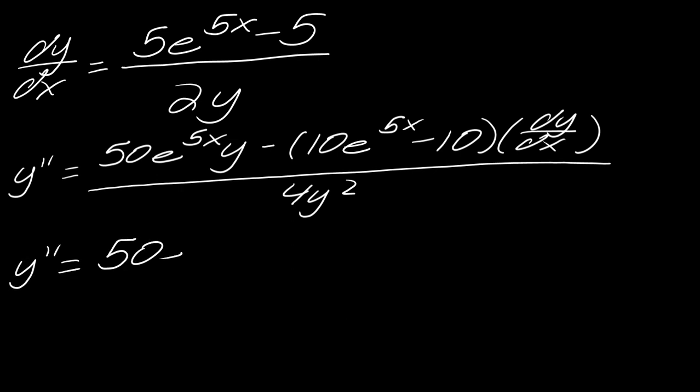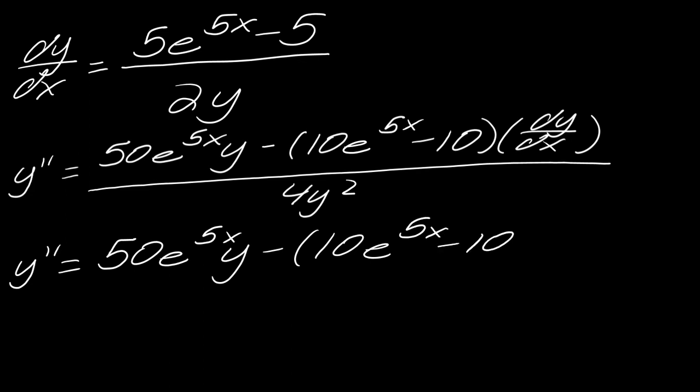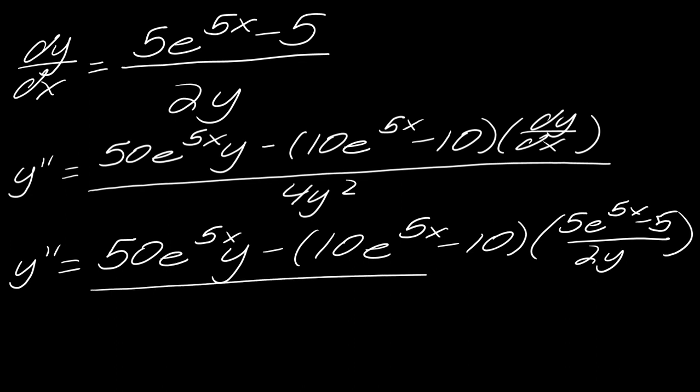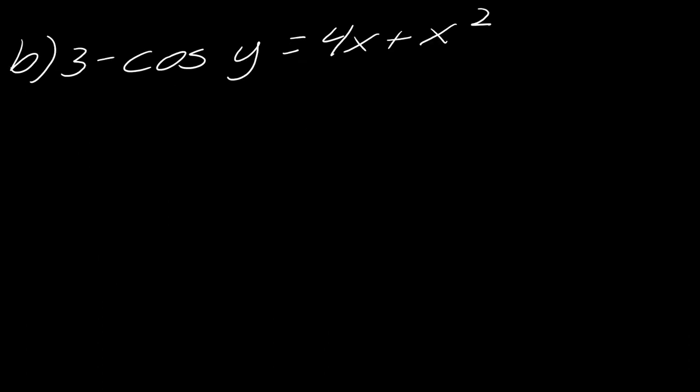So this is 50e to the 5x times y minus 10e to the 5x minus 10, and then 5e to the 5x minus 5 over 2y, all of this over 4y squared. And you could keep simplifying with this if you wanted. I think this gets us to our point. But there's all the work that goes into the second derivative. Okay, so moving on to b here. Now I've got to take the first derivative.